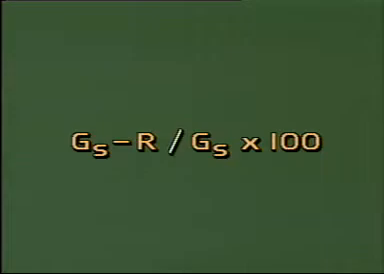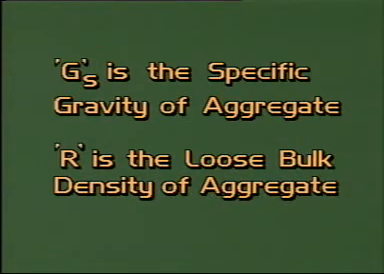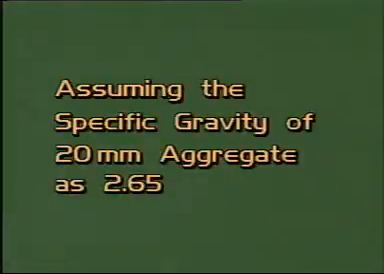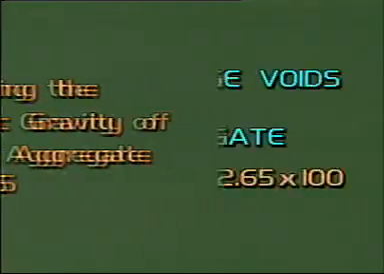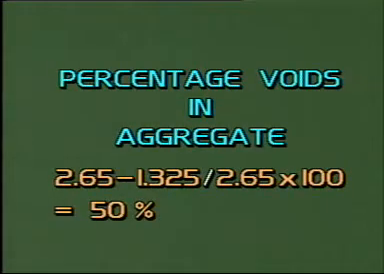The percentage voids in the aggregates can be calculated using the relation (GS minus R) divided by GS multiplied by 100, where GS is the specific gravity of the aggregate and R is the loose bulk density of the aggregate. Assuming the specific gravity of 20 mm coarse aggregate as 2.65, the percentage of voids in aggregates can be calculated as (2.65 minus 1.325) divided by 2.65 multiplied by 100, which is equal to 50%.